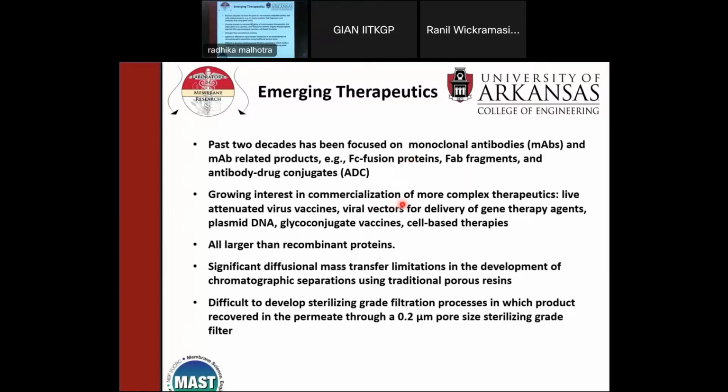There's growing interest in commercialization of more complex therapeutics, such as live attenuated virus, viral vectors for delivery of gene therapy agents, plasmid DNA, glycoconjugate vaccines, cell-based therapies, etc. We have mRNA vaccines and so forth. So what they're saying is that we might be able to develop therapeutics that make use of things other than proteins. Now, there are two strategies here.